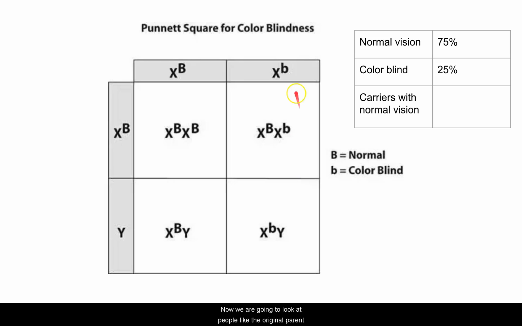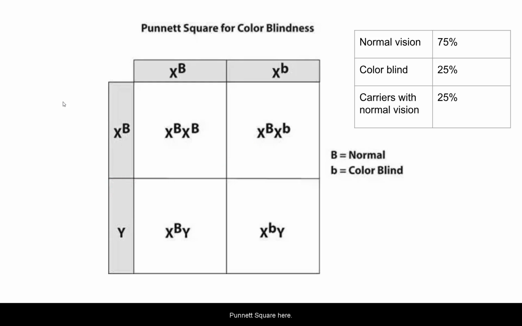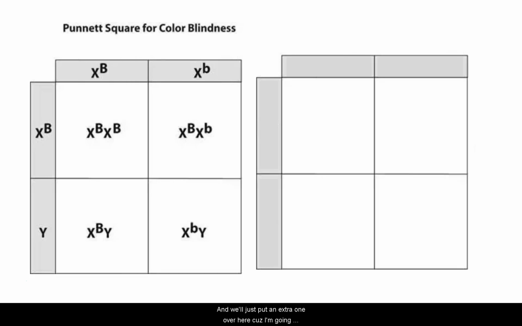Now we are going to look at people like the original parent up here. We're looking at all of their offspring who have normal vision but are indeed carriers of the small b colorblind allele. That is 25%. It's just her. This is the only one in this cross that has normal vision but is also a carrier. This is the way that these sex-linked recessive traits work.